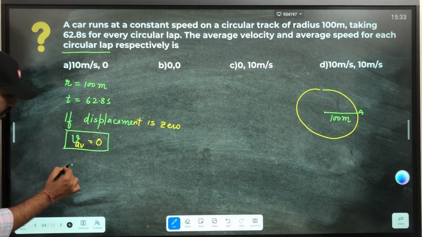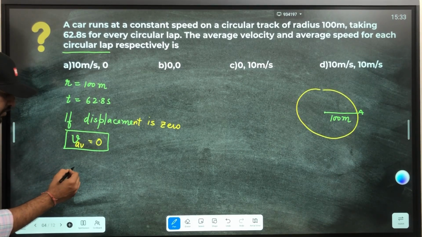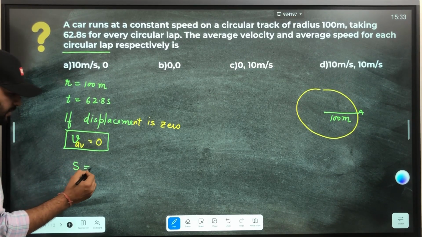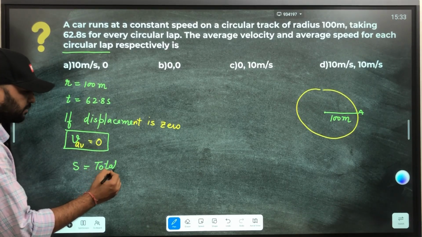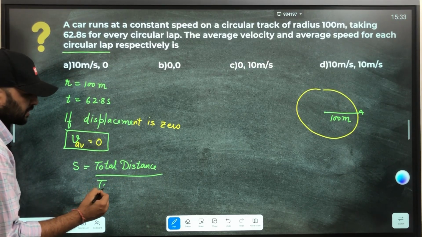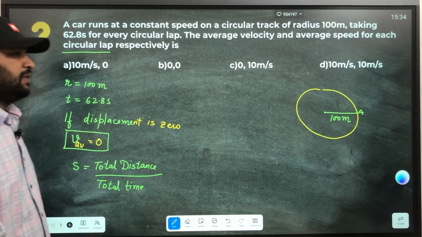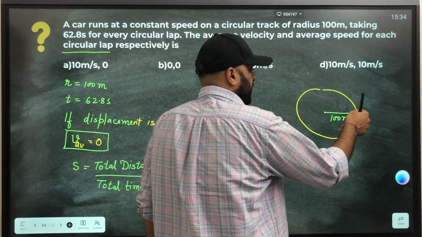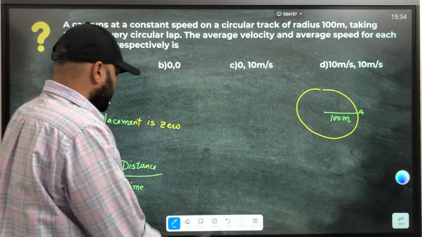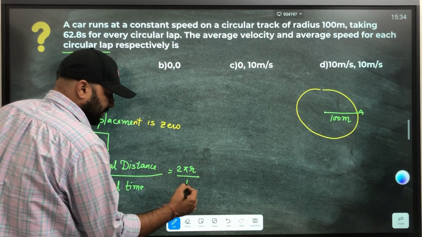Now, average speed, we have taken this particular formula many times. So for average speed, I am writing S instead of V, and that will be equal to total distance over total time, right? Now what's the total distance? While starting from any point A and coming back to A, the total distance will be how much? It will be 2 pi r, right? And the time taken is t, any time t.